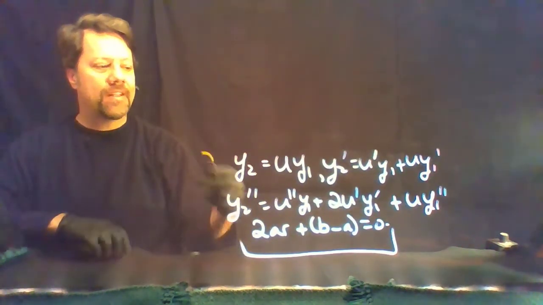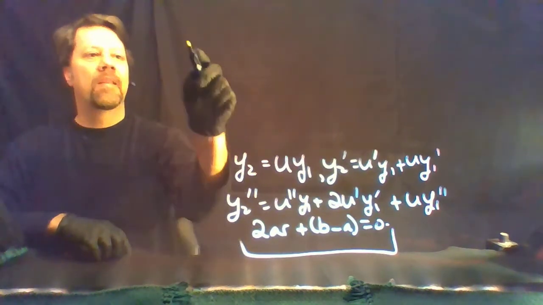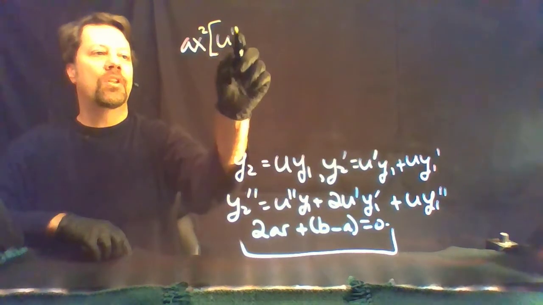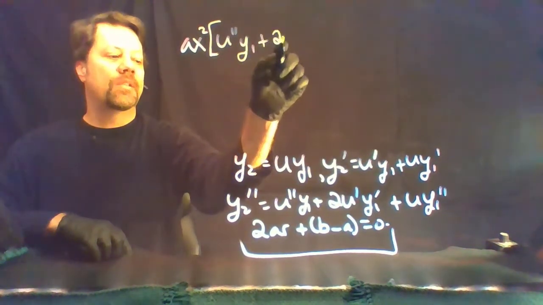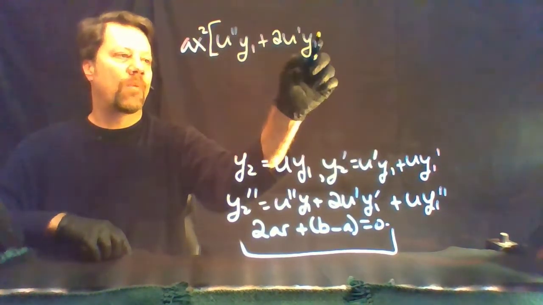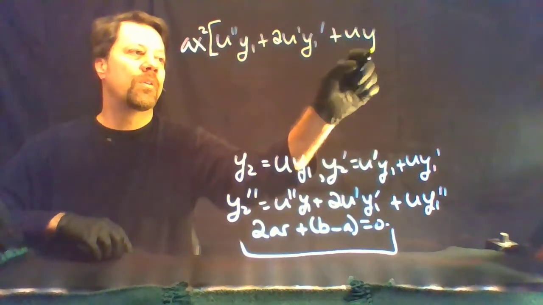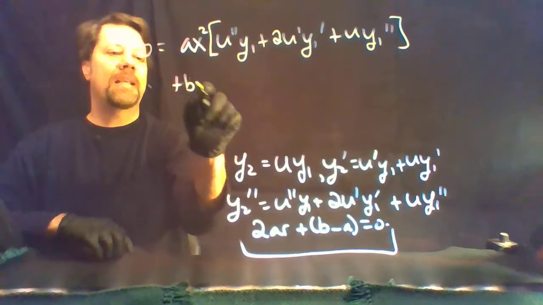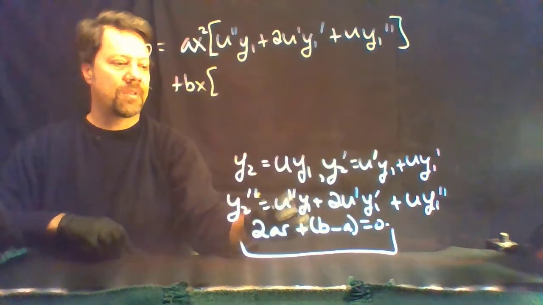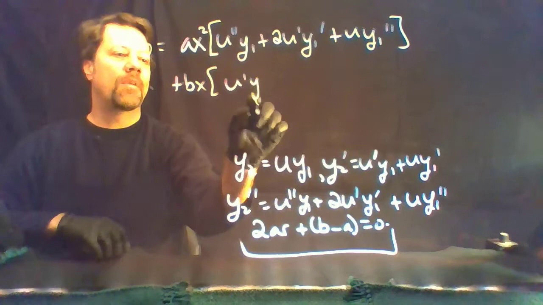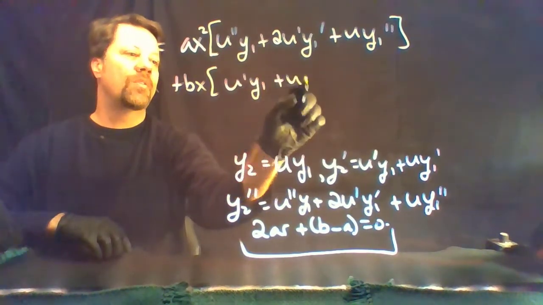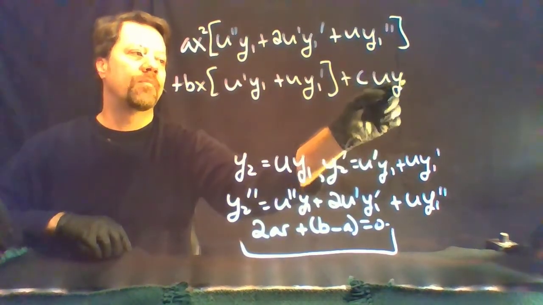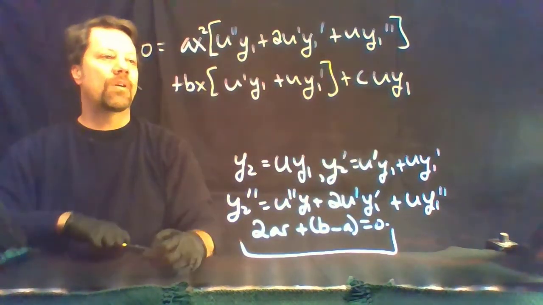We need to plug all of this into the differential equation. This gives us a x squared times u double prime y1 plus 2u prime y1 prime plus u y1 double prime, plus bx times u prime y1 plus u y1 prime, plus c times u y1. All of this must equal 0.